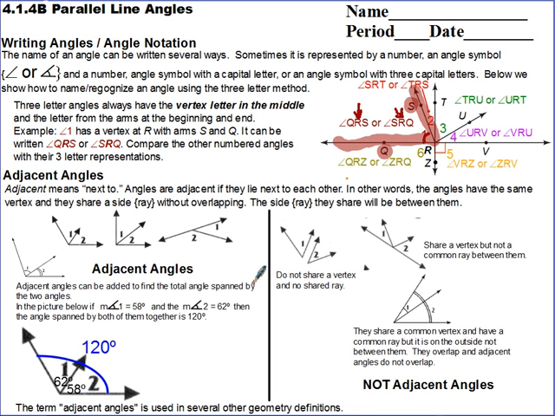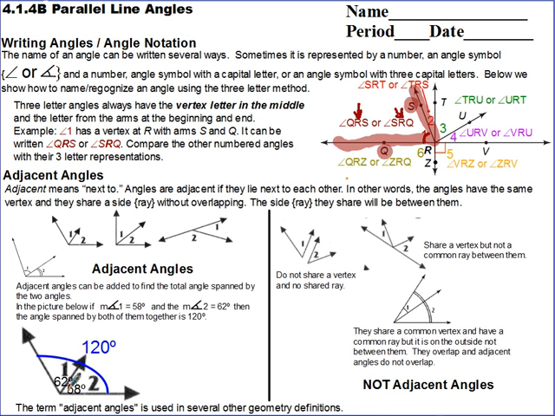We're going to go on and look at adjacent angles. Adjacent angles are 2 angles that are right next to each other that share a common ray between them, but they don't overlap. Here's the example where they overlap, and we don't consider those adjacent angles. The important thing for us about adjacent angles is that adjacent angles add up to the whole angle. This is really, really important.